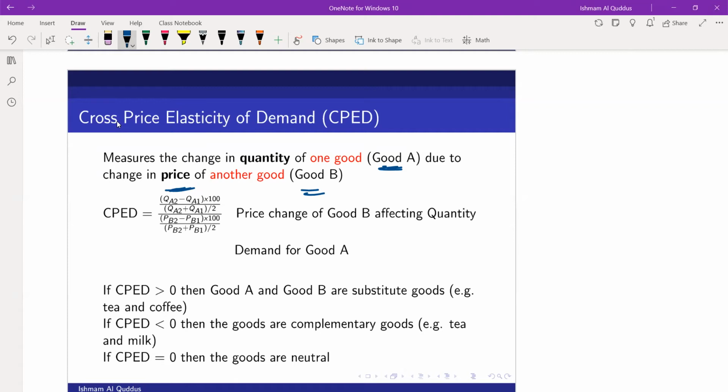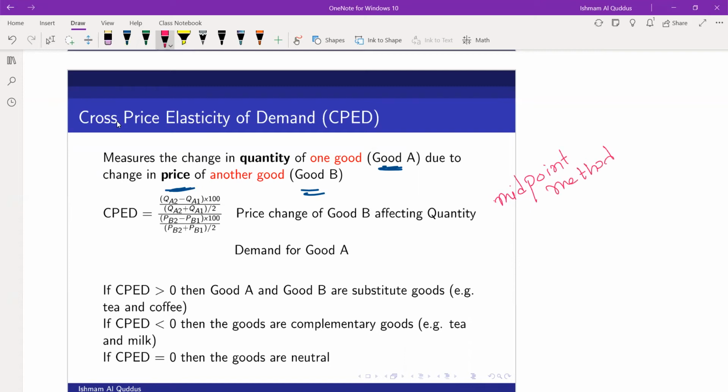So how people respond in the quantity demanded of good A because there has been a change in price of good B. So this is a case of cross price elasticity, right? Good A, good B, two goods. The formula is also quite similar to the price elasticity of demand and income elasticity of demand using the midpoint method.